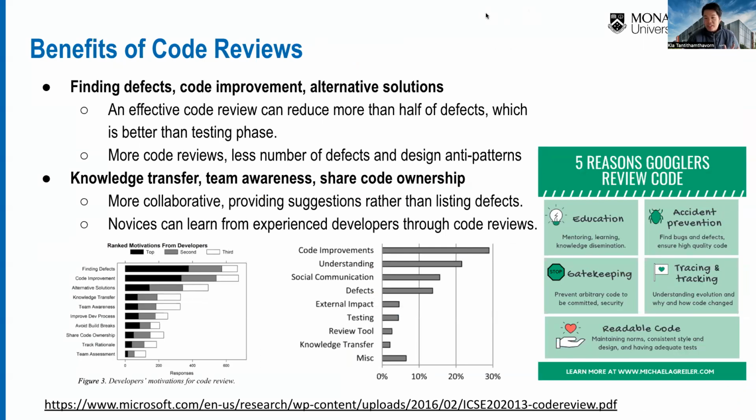And there's a research study conducted by Microsoft Research in 2013, 10 years ago already. Time flies very fast. They found a lot of benefits when doing code reviews at Microsoft. For example, they found that code review can find defects, improve the code, or suggest alternative solutions as well, right? They found that code review, which is an effective one, can reduce more than half of the defects, which is better than the testing phase as well.